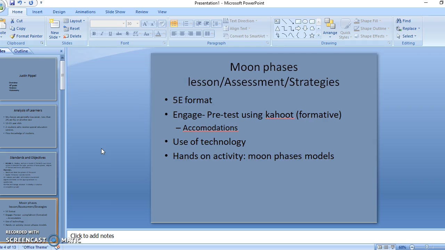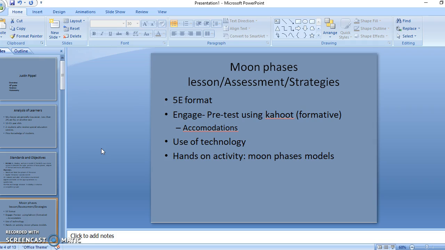So getting into the lesson, the assessment, and the strategies part. In science, we follow a 5E format, which is based on science inquiry or student-based learning. It goes engage, explore, explain, elaborate or extend, and then evaluate, which I'll go into with my lesson plan going forward. The engage part is where you're getting students interested, getting them asking questions.